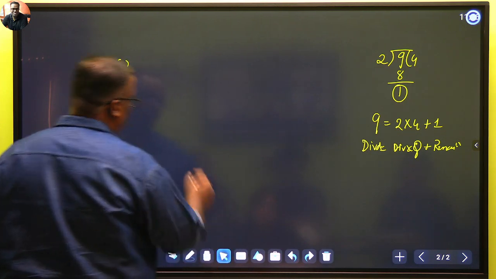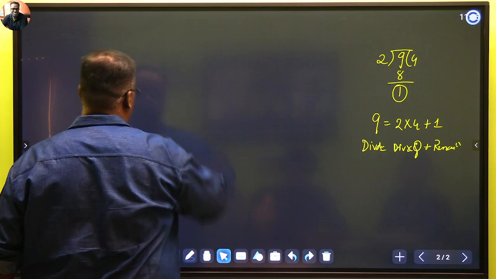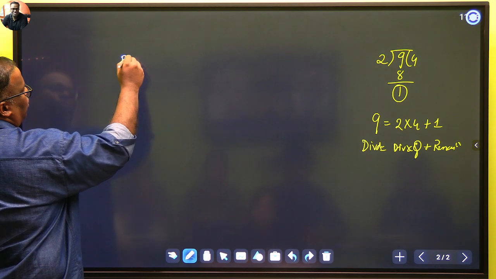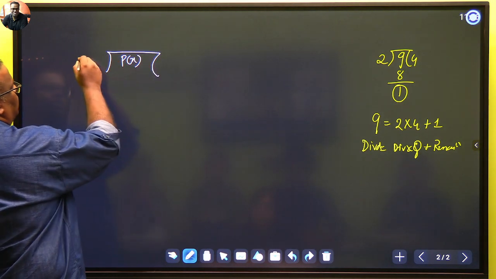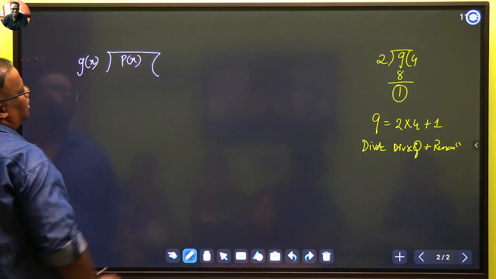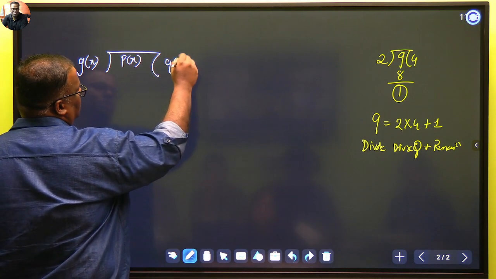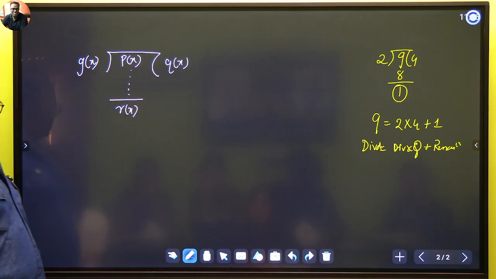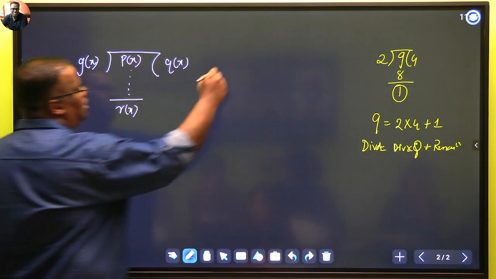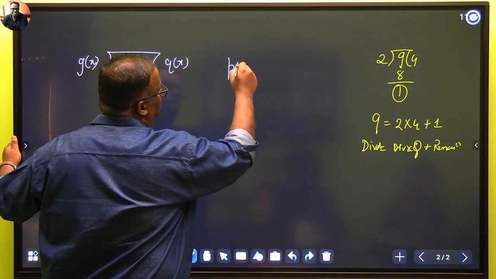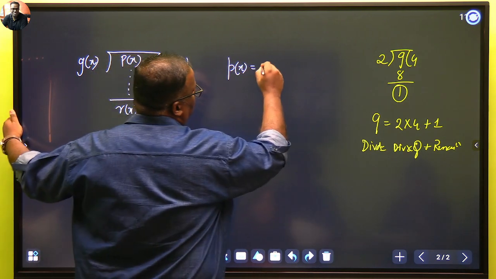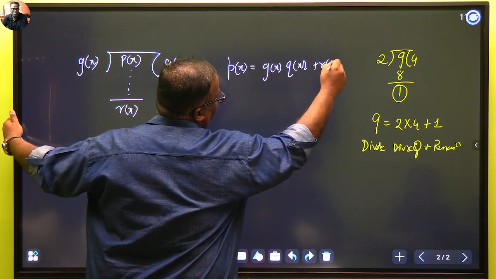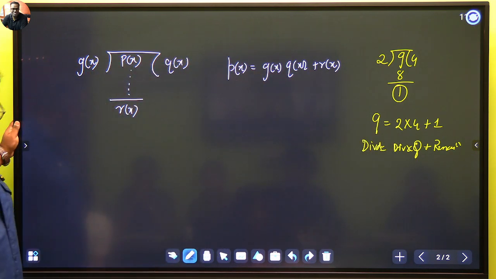Now bring this into the polynomial language. Suppose I have a polynomial p of x and I'm trying to divide it with a polynomial g of x. Then I get a quotient q of x, and after doing everything I get a remainder r of x, right? So I write it like this: p of x is equal to g of x into q of x plus r of x.